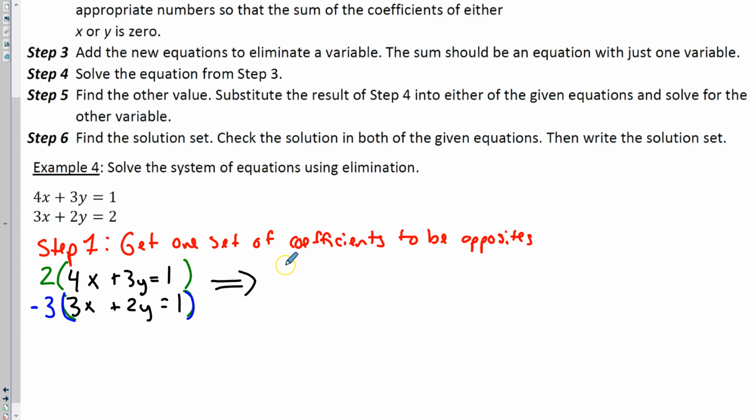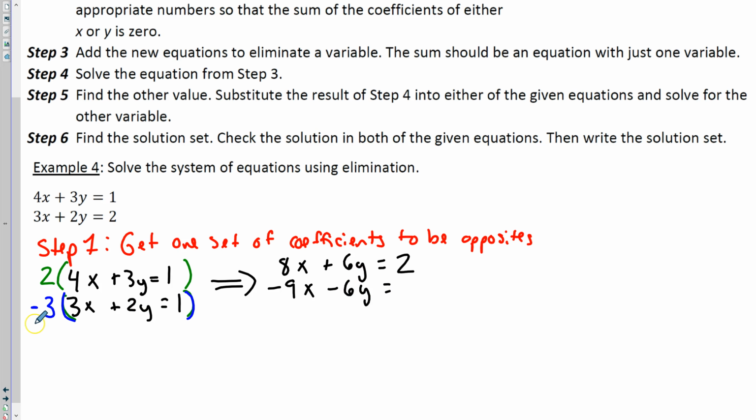So when I multiply that, we're going to multiply each and every part of our equation by the number we selected, kind of like distributing. 2 times 4x is 8x. 2 times 3 is that 6y that we wanted. And then I also have to multiply the right-hand side. So don't forget to multiply the right-hand side of your equation to keep it balanced. So the 1 multiplied by the value of 2 is going to get me a 2. And then same idea for the second equation, multiply through your negative 3. 3 times negative 3 is negative 9x. 3 times our 2, this will be a negative 6y.